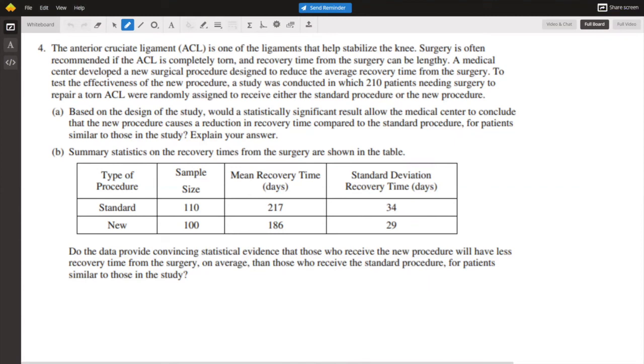Okay. So for A, it's talking about causation, which we can only conclude when we've randomly selected, like, patients or subjects from a large population, I think. Or is that generalization?